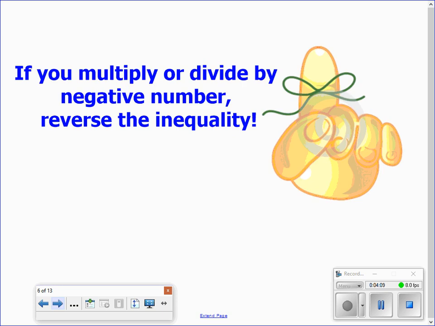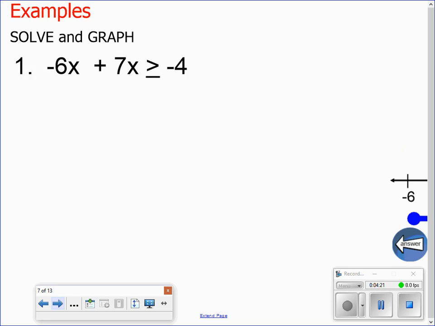Okay, just a reminder that if you multiply or divide by a negative number, you must reverse that inequality sign. So if it was greater than, it's going to become a less than. All right, let's practice. We're going to solve the following inequality, and then we're going to graph. Now remember that our steps are to distribute, combine like terms, then we will add and subtract to get variables on one side, then we'll multiply and divide to isolate the variable. All right.